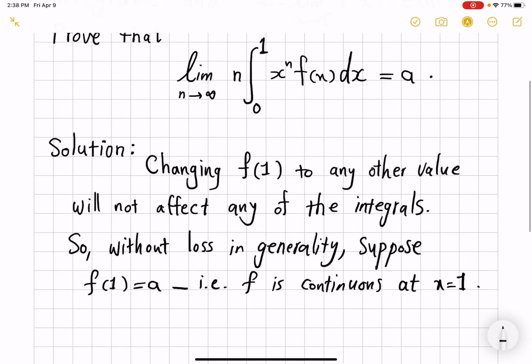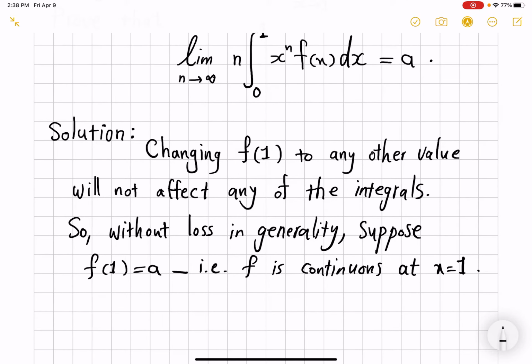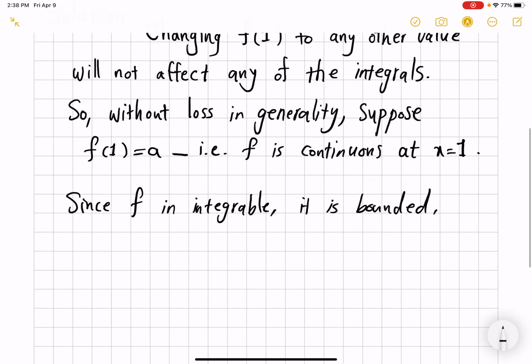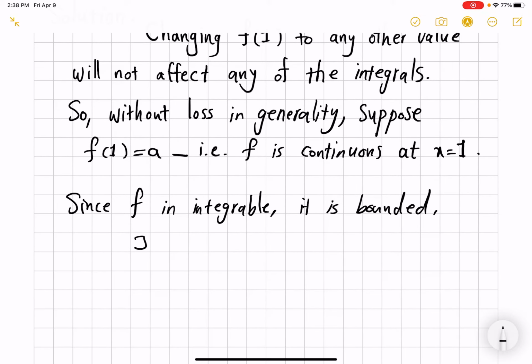The second observation is that since f is integrable, it is bounded, and let's give this a name. So there exists some m such that for every x from my interval 0, 1, f of x in absolute value is no bigger than m. So that's one thing we know about f.